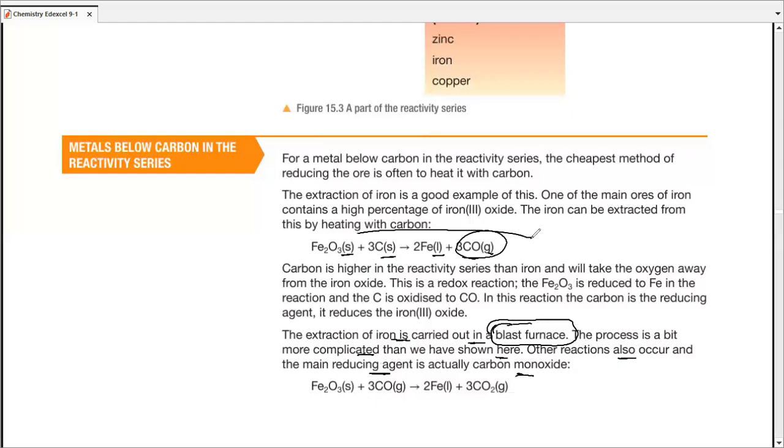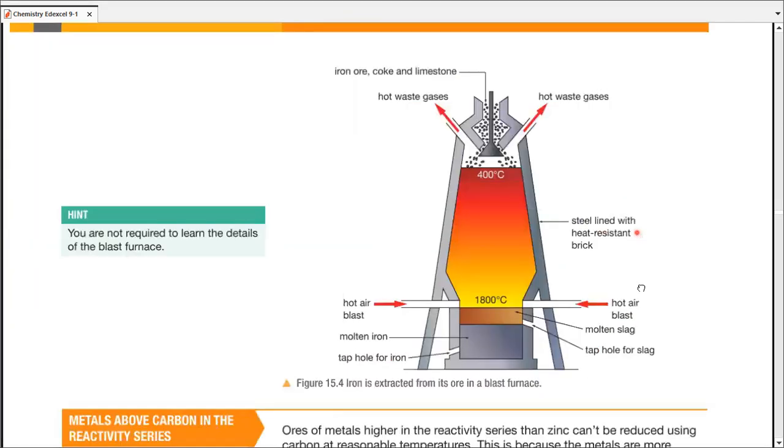So actually, instead of this reaction happening, this reaction happens in the blast furnace. Our oxidizing agent is iron 3 oxide again, but this time we have a slightly different reducing agent. That is carbon monoxide is our reducing agent. So our products are iron and carbon dioxide. Now, let's understand how that goes in the actual industry. This would give you a very good idea.